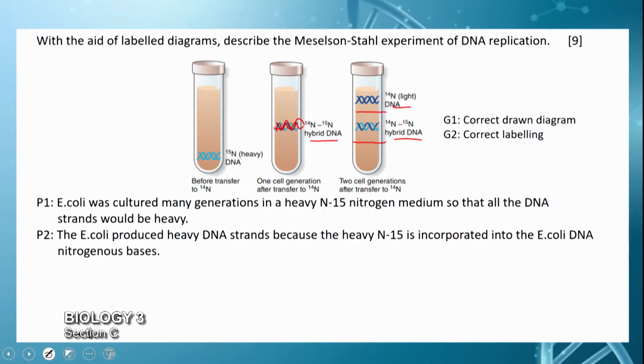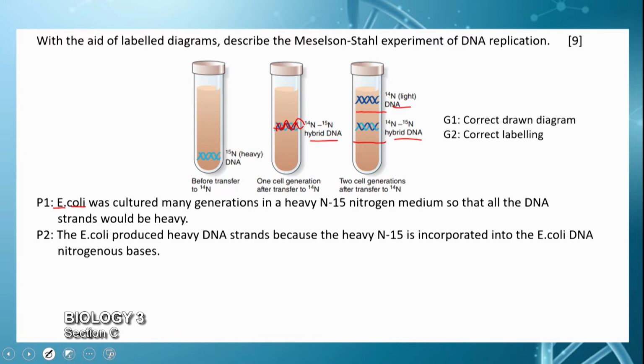coli, candidates, this must be underlined because under binomial naming. Okay, mesti dia underline. So E. coli was cultured many generations in a heavy N15 nitrogen medium, so that all the DNA strands would be heavy. I'm sure you are aware of this, right?